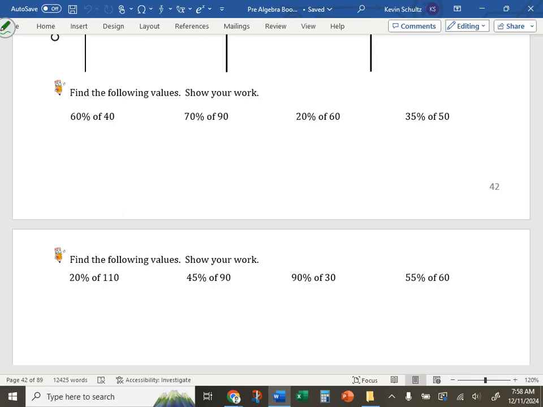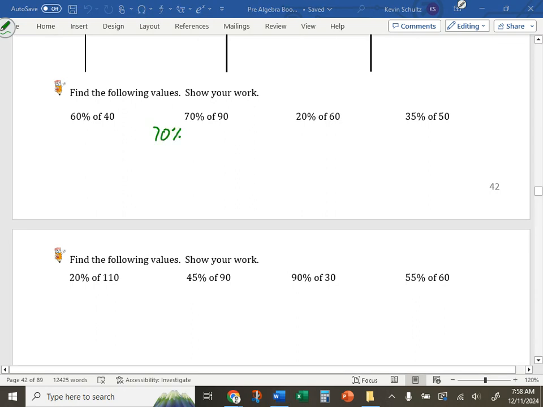70% of 90. Just to refresh your memory, that first step is to convert our percentage to a fraction, right? That's why it's the fraction method. And then use that to set up a proportion.